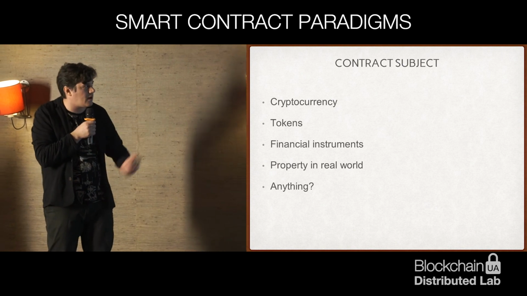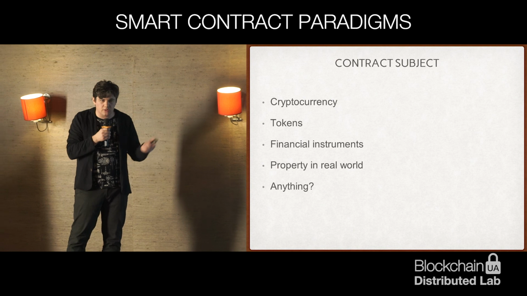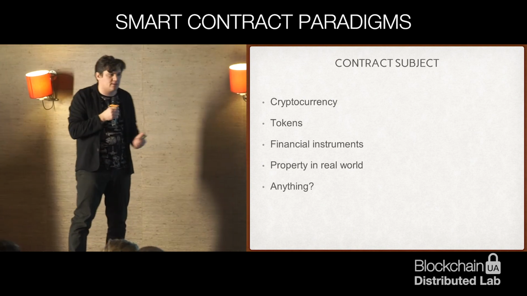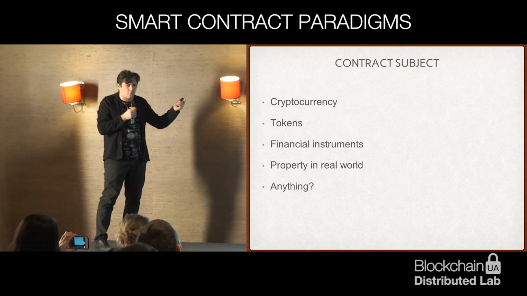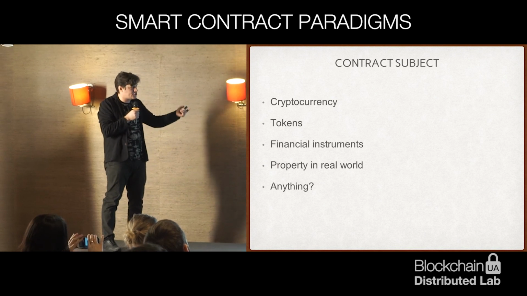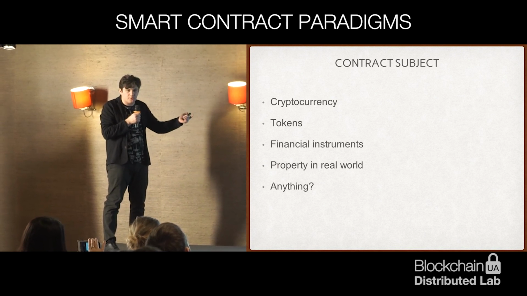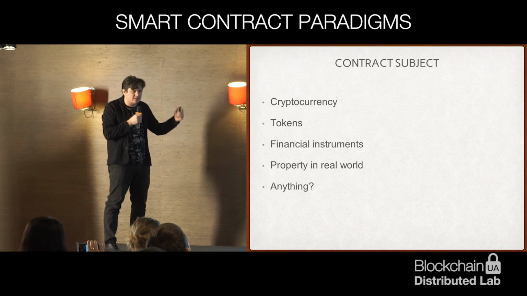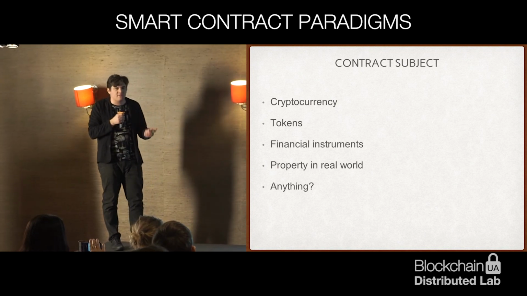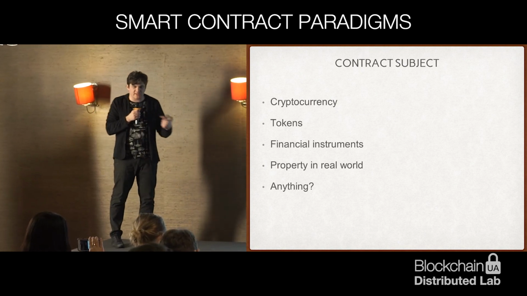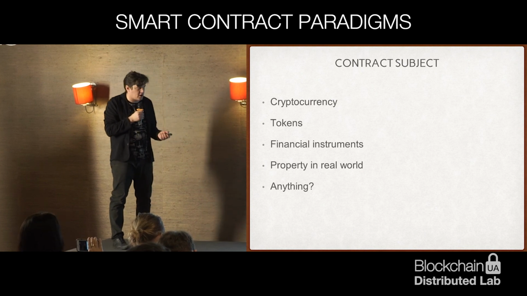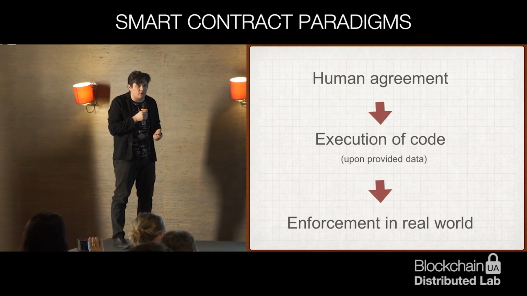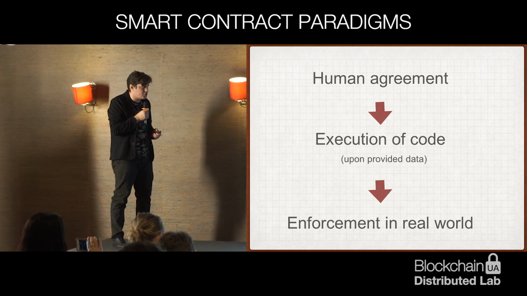Then another question is, what can be a subject of a smart contract? Of course, the trivial example is cryptocurrency or tokens. On the blockchain, it's most obvious, but smart contracts can also work with financial instruments, actual property in the real world, rights, and things like that. So basically, pretty much everything, as long as people can agree on something, can be used in a smart contract.